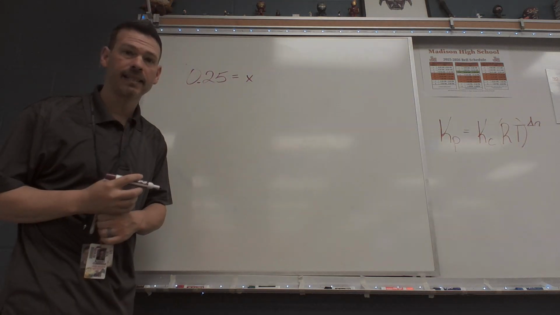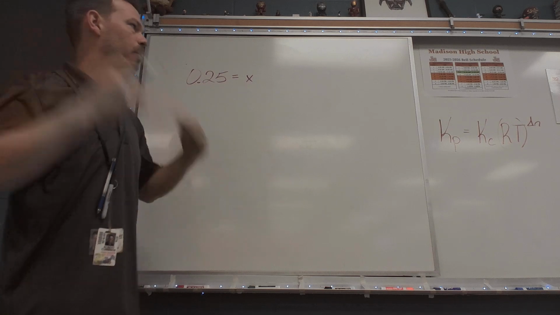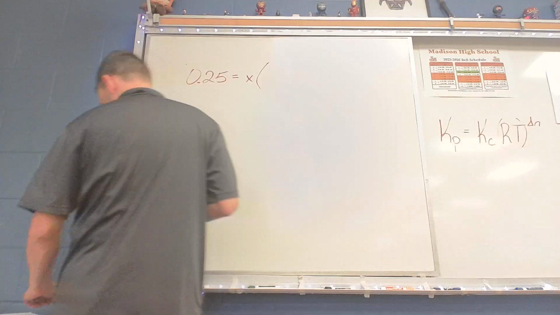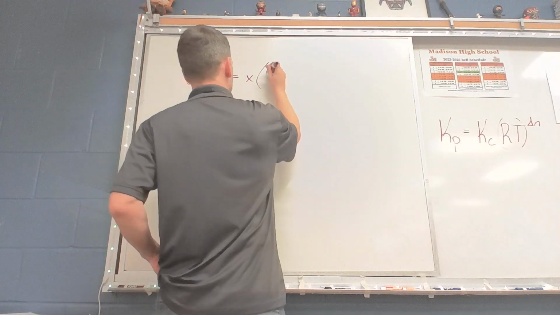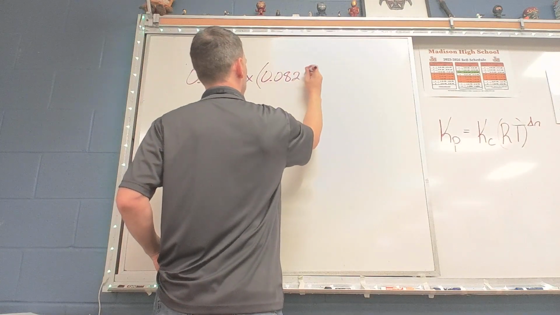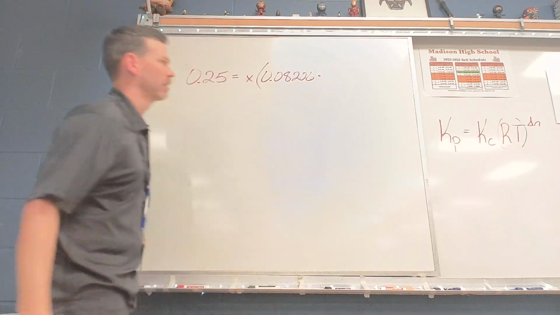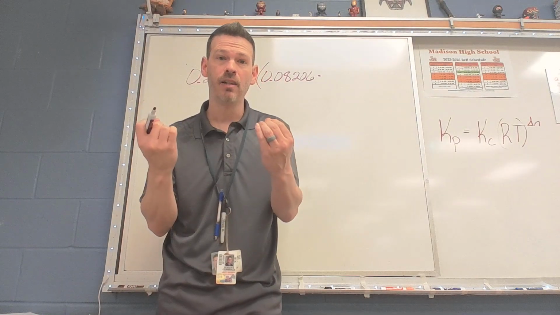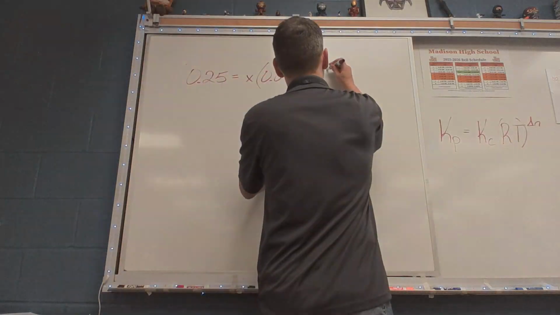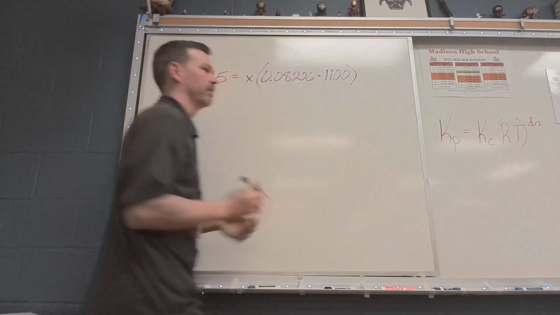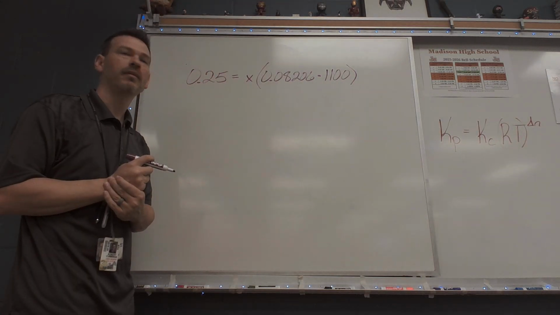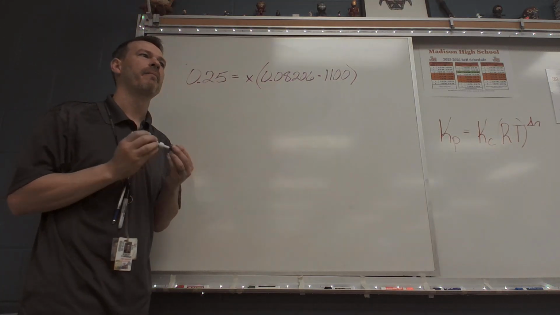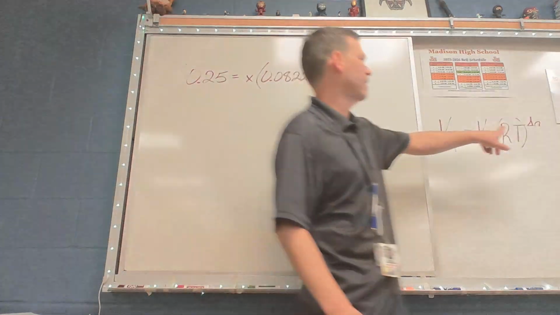I'm going to sub in an X for a variable. We know that R is constant at 0.08206. The T is temperature in Kelvin, which is given at 1100. And delta N is where you might mess up. It's raised to the power of delta N.